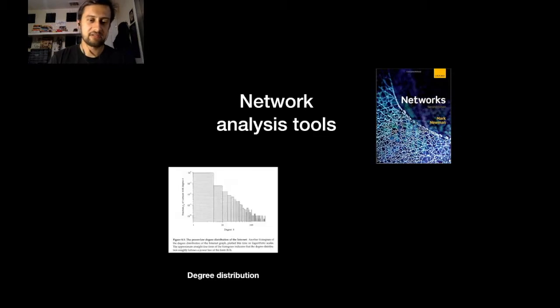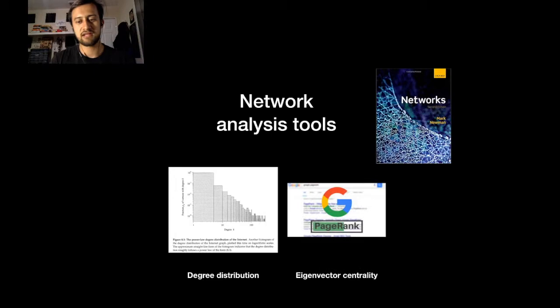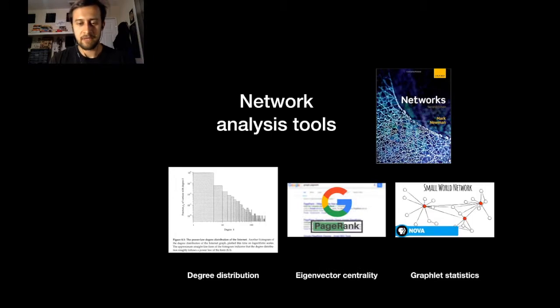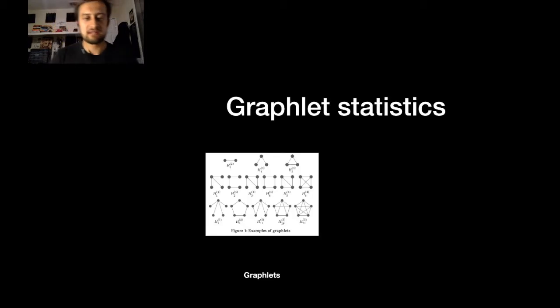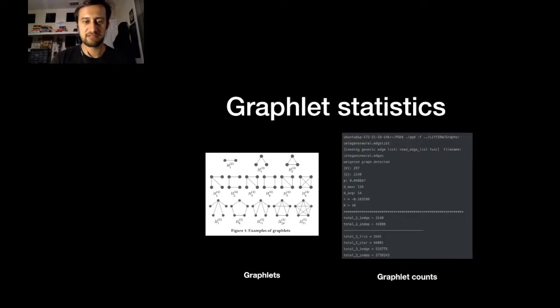Some of these are degree distribution, eigenvector centrality, and graphlet statistics. Let's look at graphlet statistics. By graphlet, what we mean is a small graph on the order of 5 nodes or fewer. By graphlet statistic, what we mean is choosing a family that is all graphlets of a particular size and getting the counts.